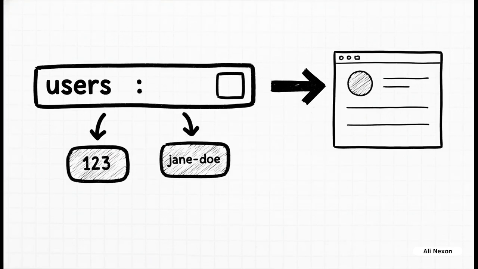Well, the answer is dynamic routes. It's so clever. You create a single route template, something like /users/:id. See that little colon in front of ID? That tells React Router, hey, this is a placeholder. So now this one route will match /users/123 or /users/JaneDoe. And your component can grab that specific ID to go fetch and display the right data.